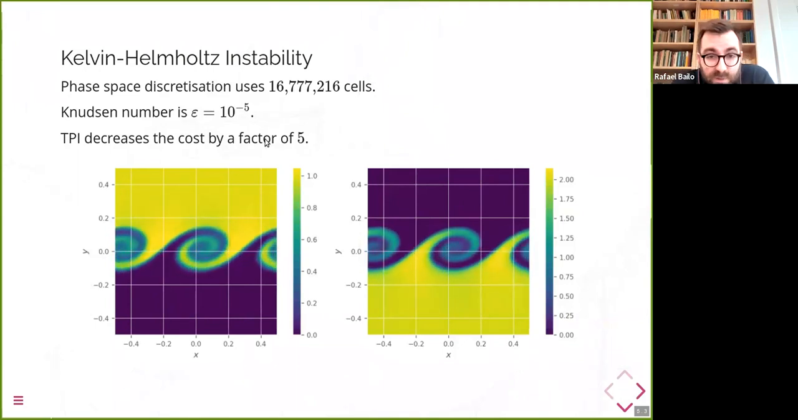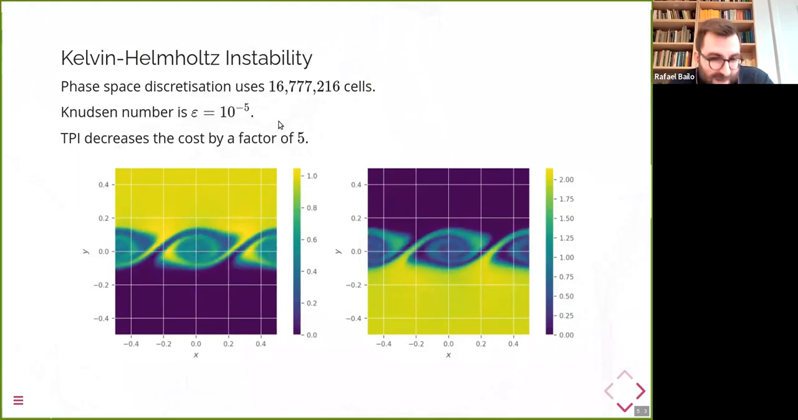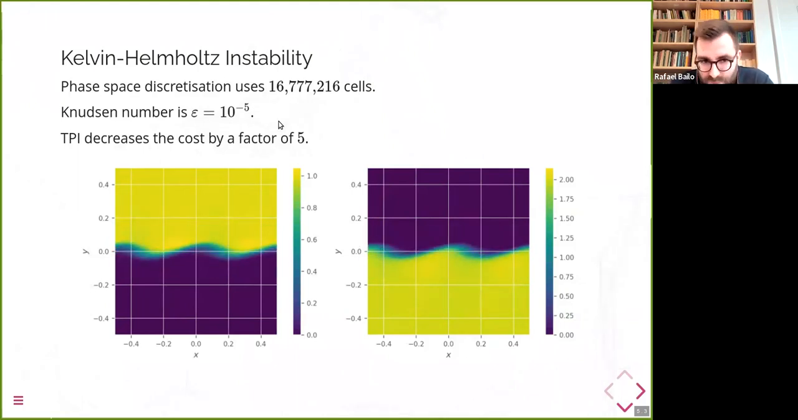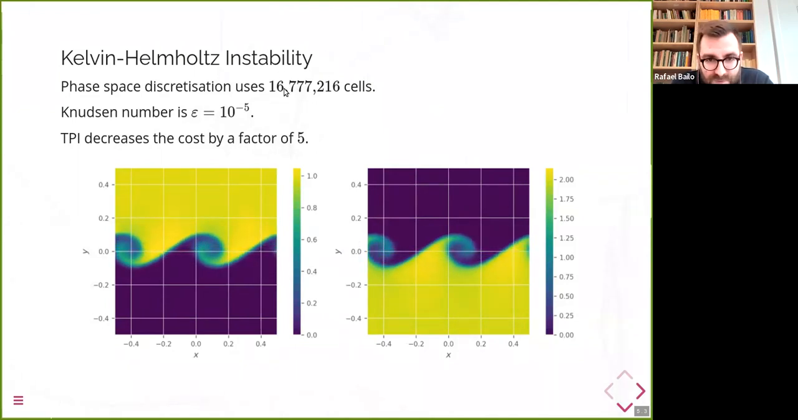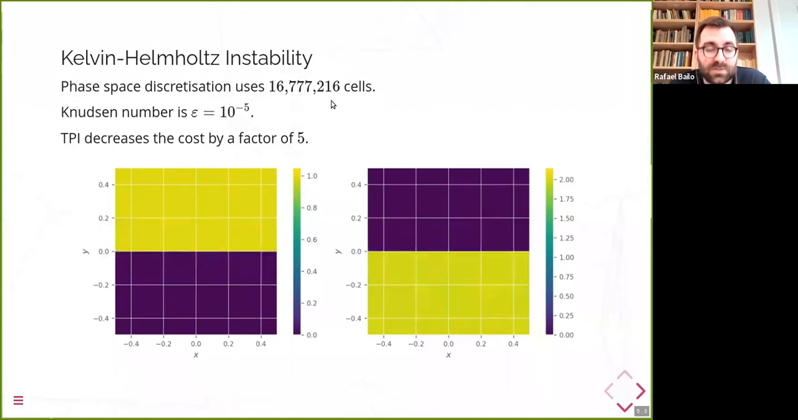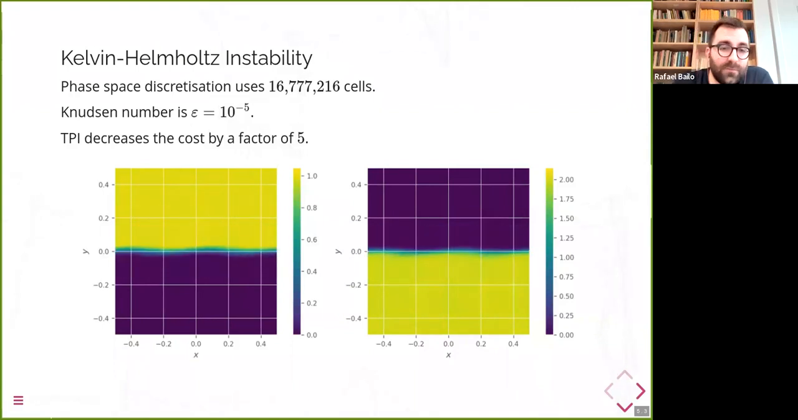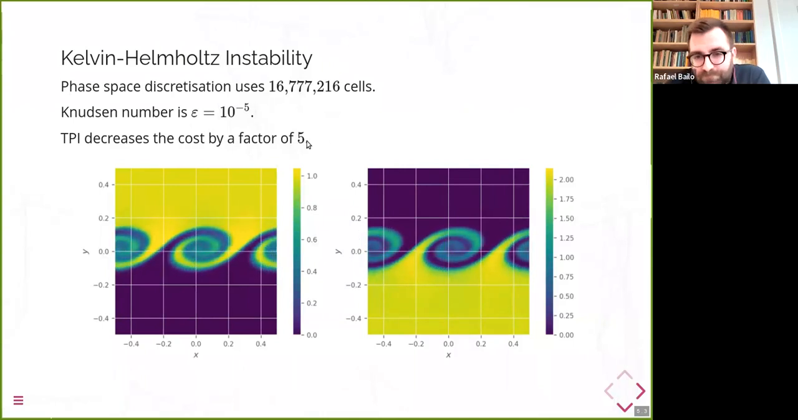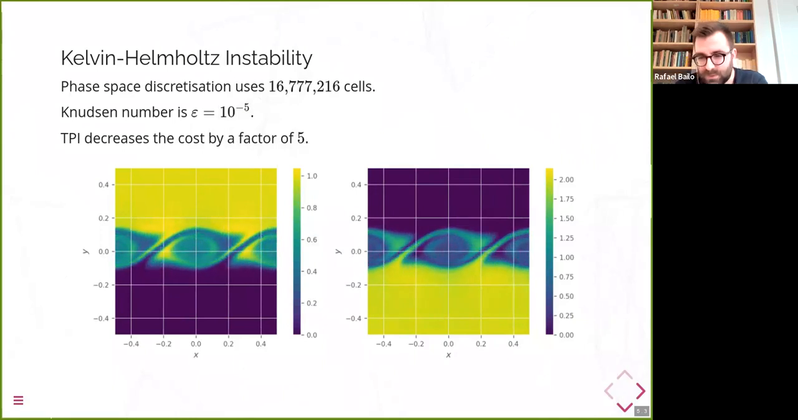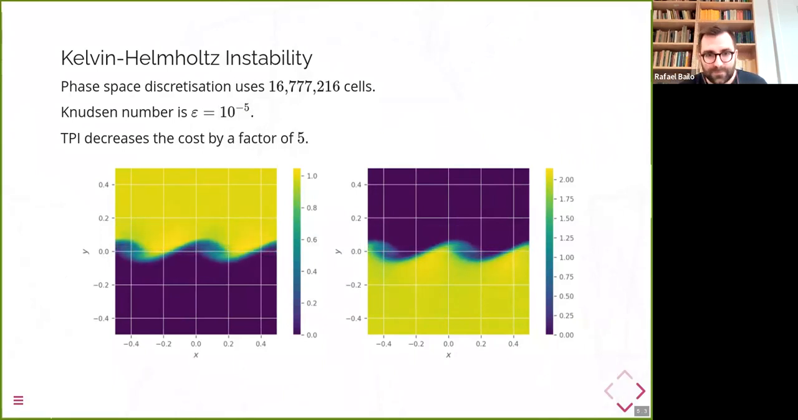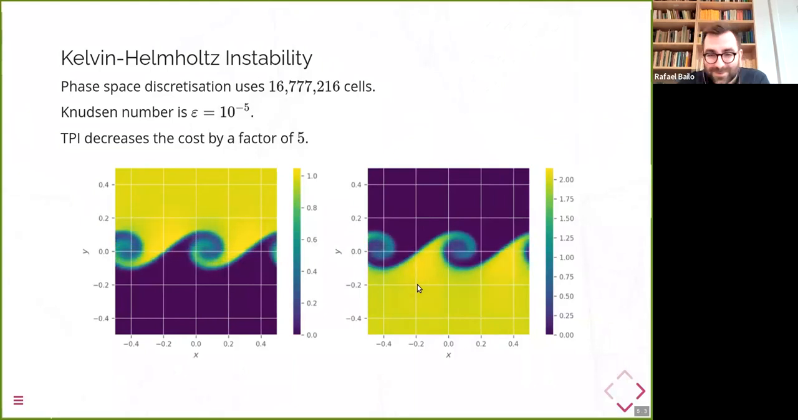And here we have a simulation with a Knudsen number of 10 to the minus 5. We had to use a fine grid in position and velocity to capture it. So the total discretization uses 16 million cells, which is a fair amount of cells. And using the telescopic method here decreases the cost by a factor of 5. So doing your simulation 5 times faster is nothing to scoff at. And indeed, you can see that the simulation is quite neat. I quite like this one.